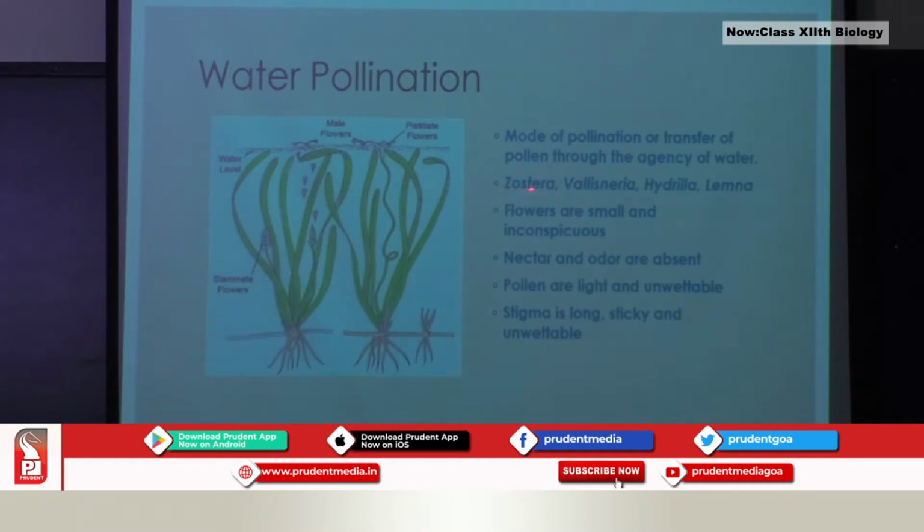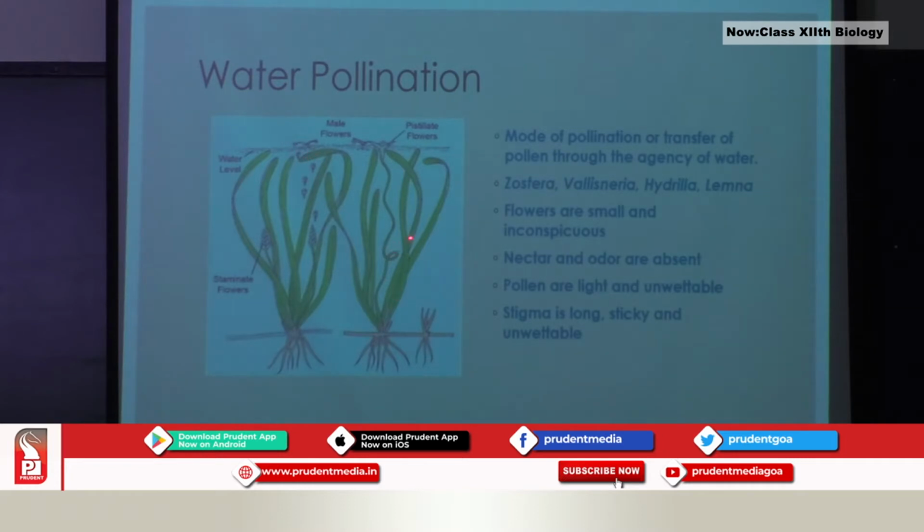Examples of plants which carry out water pollination are Zostera, Vallisneria, Hydrilla and Lemna. The example that is put up over here is Vallisneria. As you can see, it is a plant which produces male flowers, and the other one produces female flowers here. Now you also notice something, that the male flowers will be released onto the surface of the water.